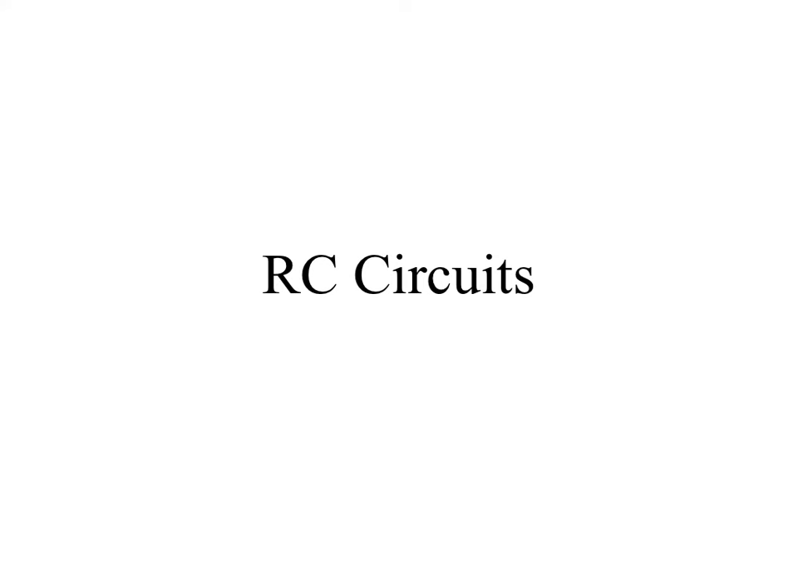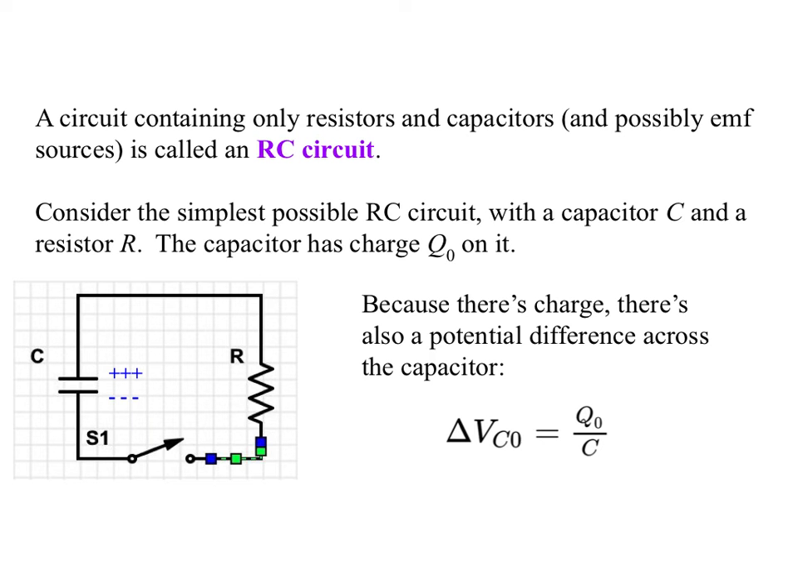All right, today we're going to talk about something called RC circuits. A circuit containing only resistors and capacitors and possibly EMF sources is called an RC circuit because we have a resistor and a capacitor, or some combination thereof. Consider the simplest possible RC circuit with a capacitance C and a resistance R.